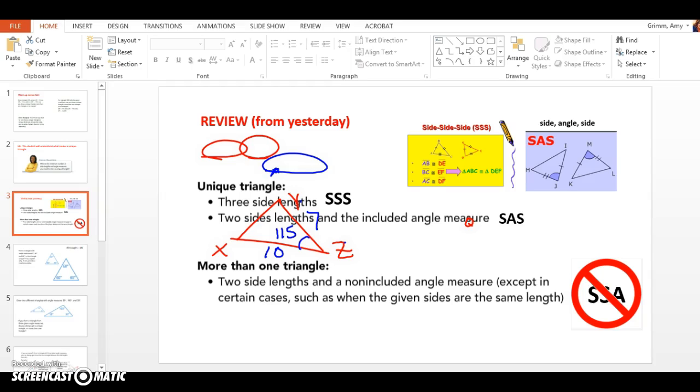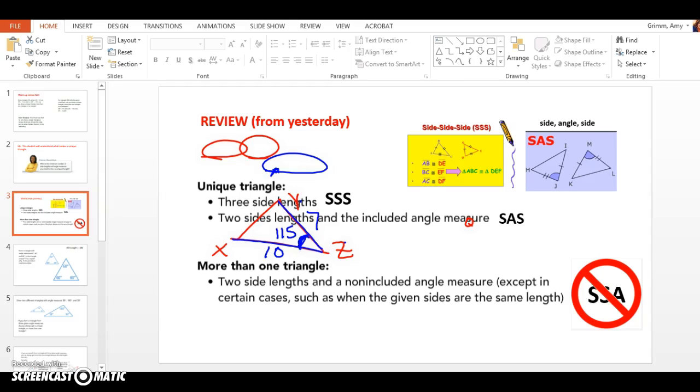Very good. Which one of these does this picture go with? You're the first class to get that today. So this is a unique triangle because of this SAS, because this is a side with an angle and another side. Who remembers what we called this angle when it's inside of those two? Included. That's an included angle. So this makes a unique triangle because of that.